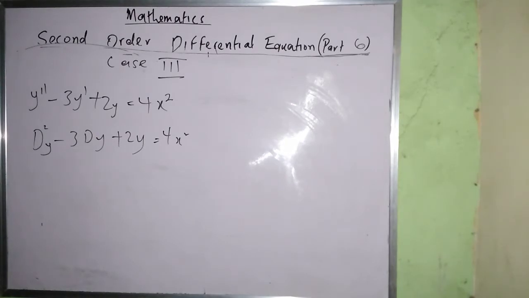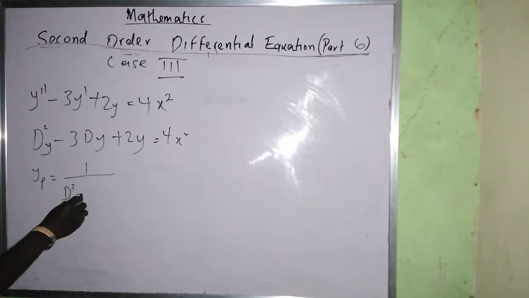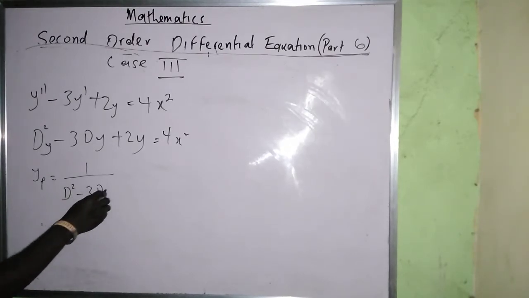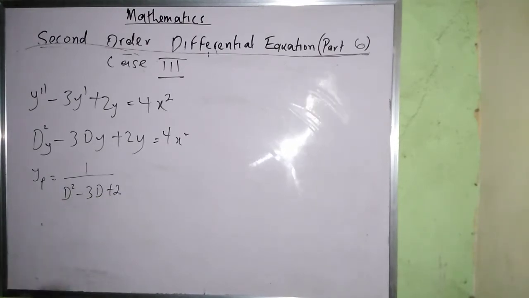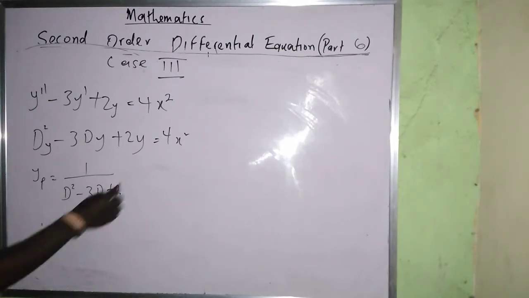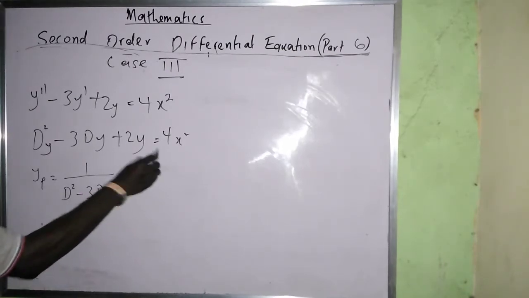Now, the condition for the polynomial is the same way. Okay, but this one is a bit technical. Now, y particular will be equal to 1 divided by D squared minus 3D plus 2, of 4x squared.